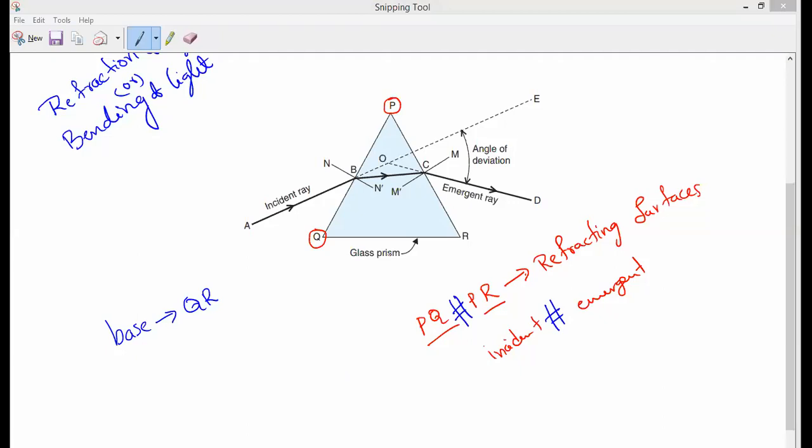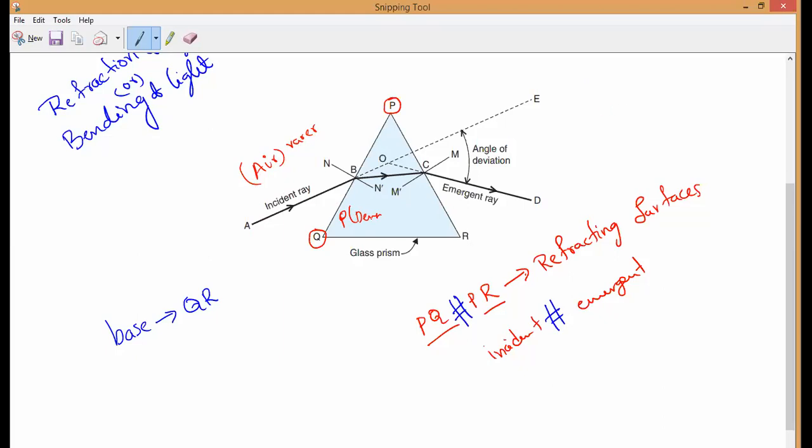Now observe very carefully. I have made the incident ray AB fall on the face PQ. So it is entering from which medium to which medium? Rarer to denser or denser to rarer? Rarer to denser. Outside, air is present, and this is the prism. So this is called the rarer medium, and this is called the denser medium.